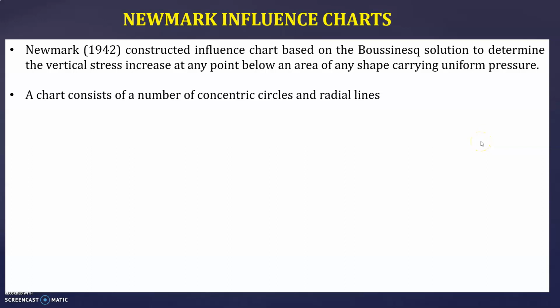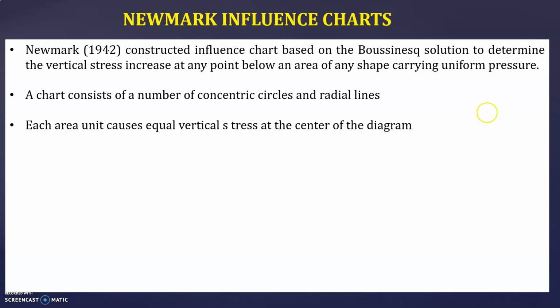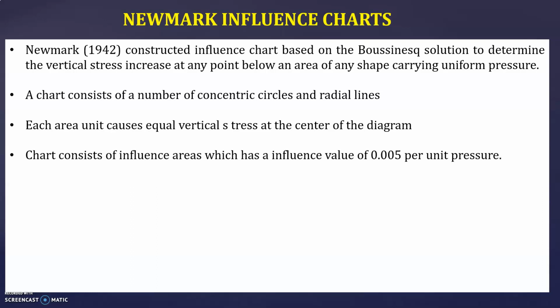A chart consists of a number of concentric circles and radial lines. Each area unit causes equal vertical stress at the center of the diagram. The chart consists of influence areas which have an influence value of 0.005 per unit pressure.